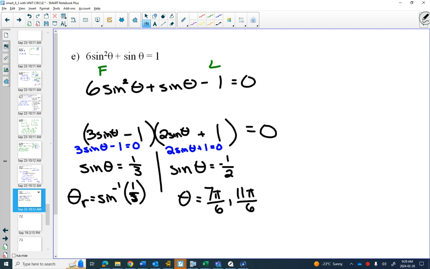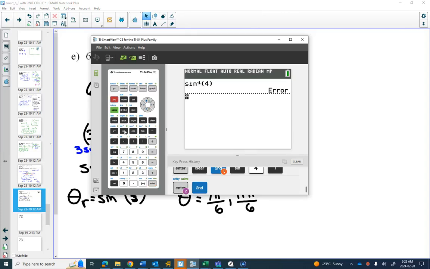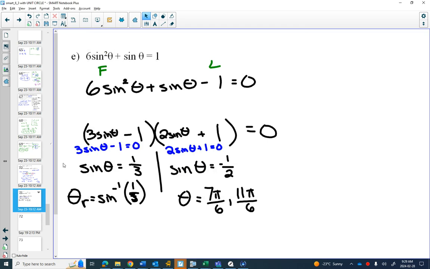They were positive already, but I'll go to my calculator. Sine inverse of 1 divided by 3. I make sure that my mode is in radians. I can see radians on the top of my calculator because this question's in radians. So when I push enter, I get a reference angle of 0.3398... and I'll put the dots because we don't want to round our answers until the end.